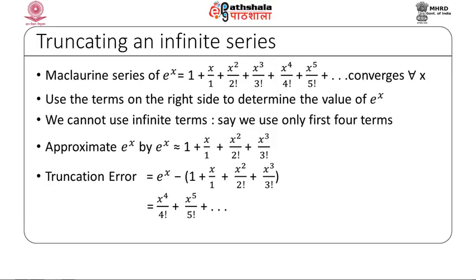For simplicity, let us say we just take the first 4 terms to evaluate e raised to x. So, e raised to x we are taking as 1 plus x plus x square by 2 factorial plus x cube by 3 factorial, and x raised to 4 power terms and higher terms we ignore. So, what is going to be the truncation error? The whole series minus the terms which we have taken. So, it is going to be x raised to 4 by 4 factorial plus x raised to 5 by 5 factorial plus so on.